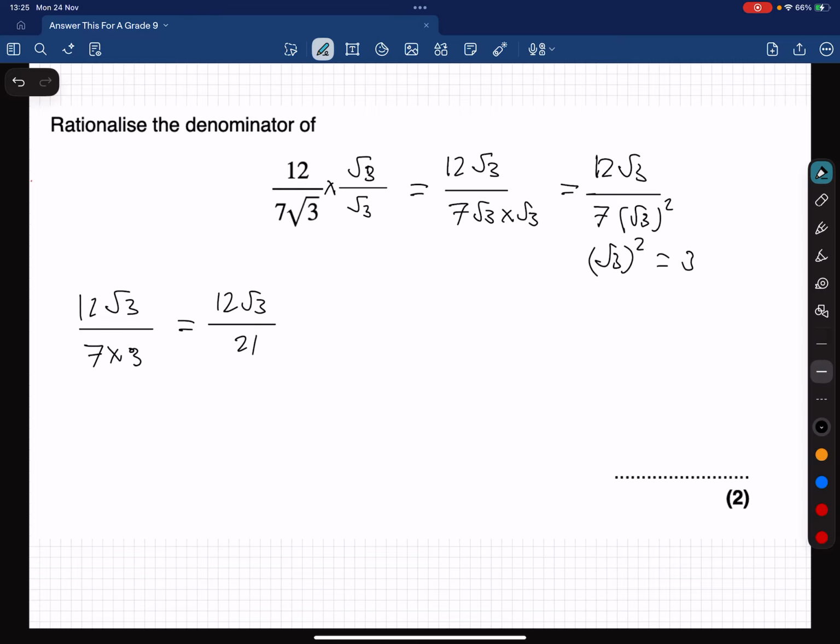This can be simplified by dividing by 3 over 3, because 12 and 21 are both multiples of 3. This is then 12 divided by 3 is equal to 4, over 3. 21 divided by 3 is 7. And there you are, that's the right answer. So where do the marks come from? 1 mark for getting to this step, 1 mark for the right answer.